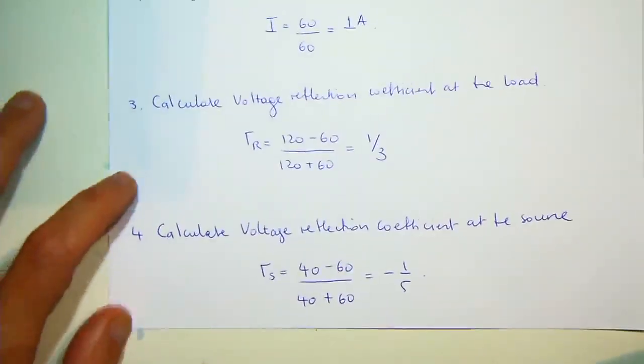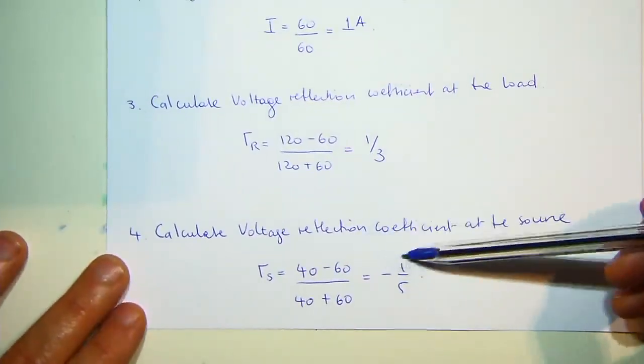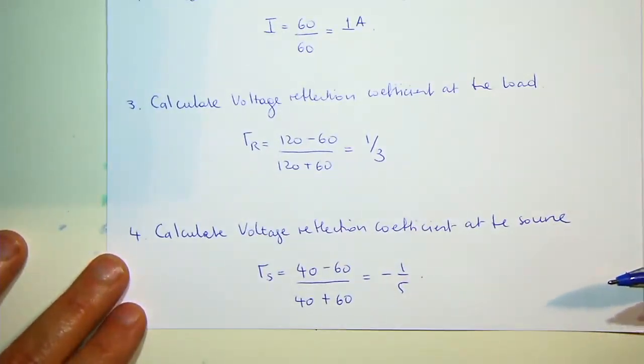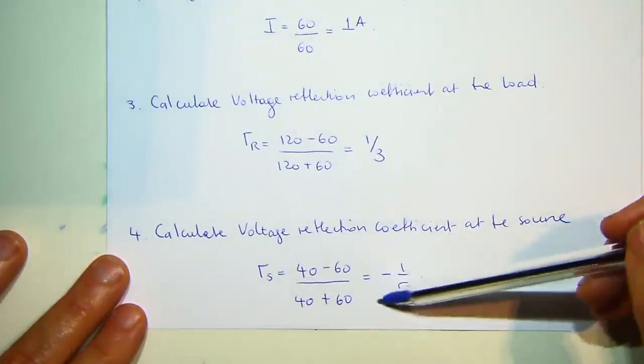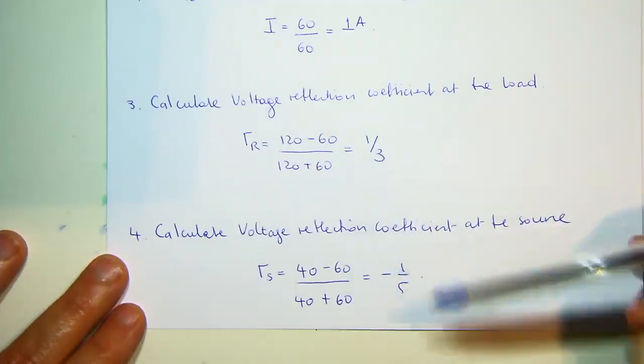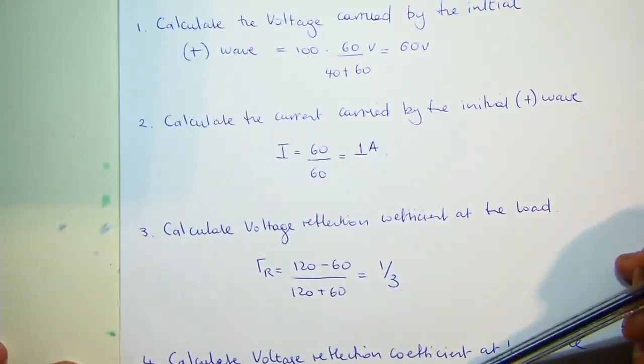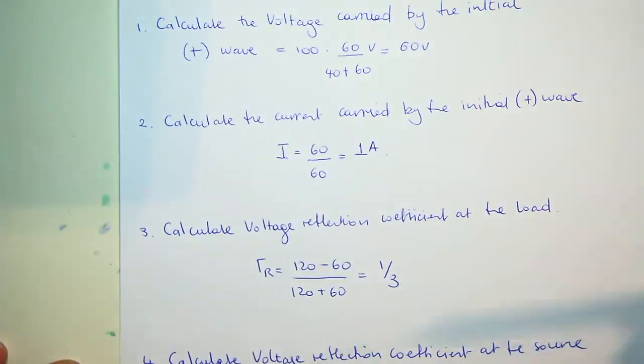And likewise, we can do the same calculation for the source reflection coefficient, and we find out that that is minus 1/5. Now, we've gone through this specifically so that I've got a positive and a negative going coefficient. I've done this specifically in order to illustrate what happens when you've got a positive and negative going coefficient.